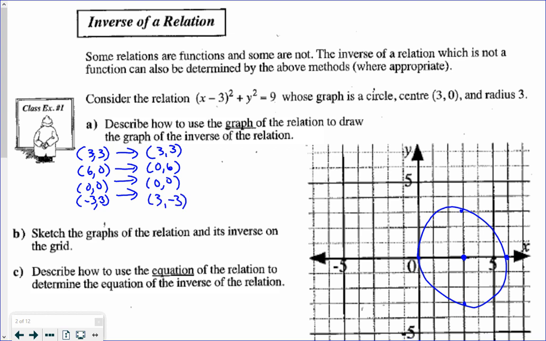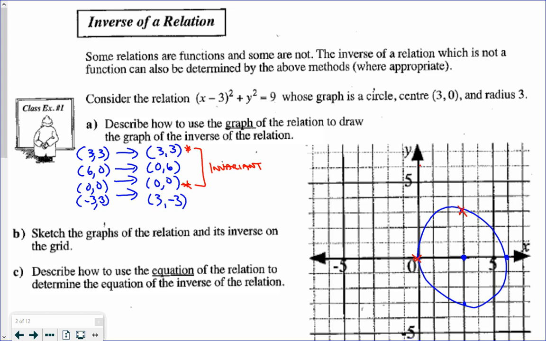Now, one thing I want to draw your attention to is this point and this point. These 2 points are what we call invariant. Again, they did not move. Okay, so when the x and y coordinates are the same number, they do not move. Okay, so I'm just going to plot those points. So 3, 3 is going to stay the same. 0, 0 is going to stay the same.